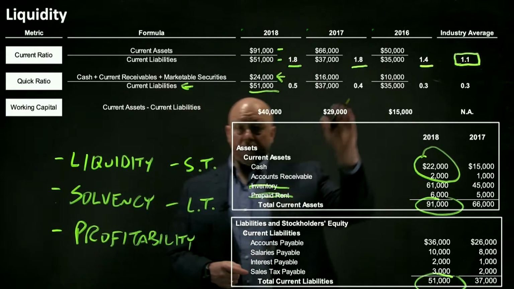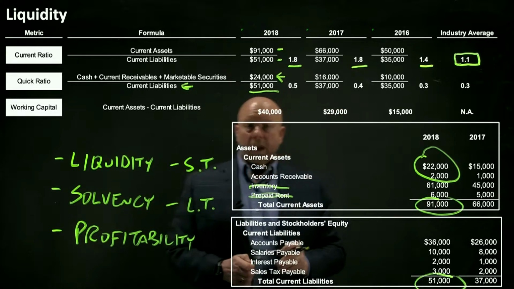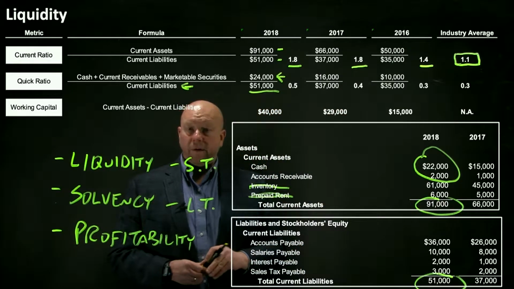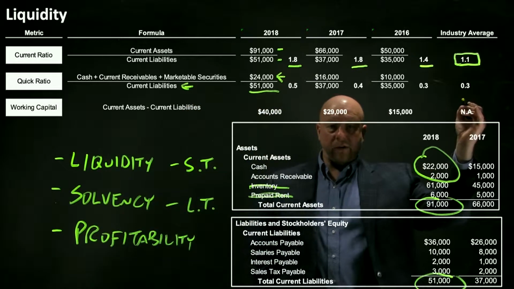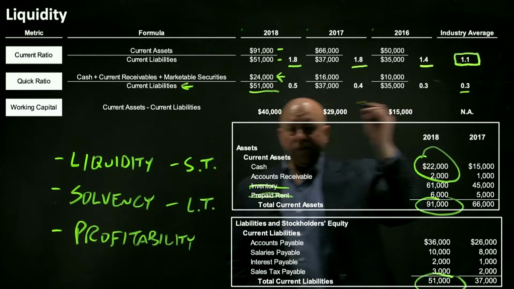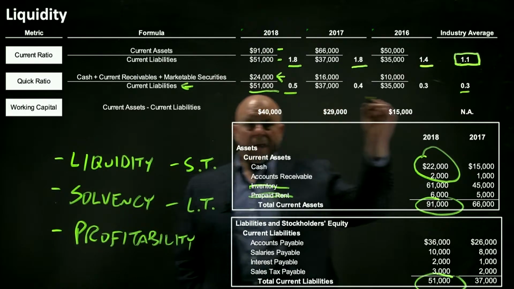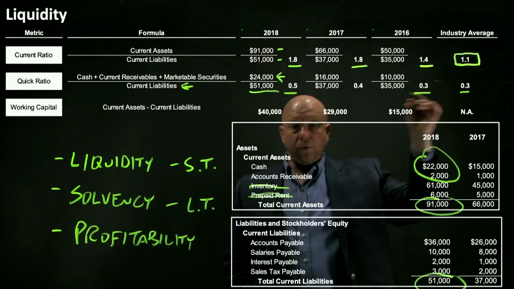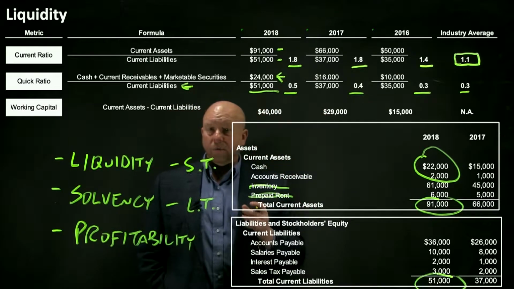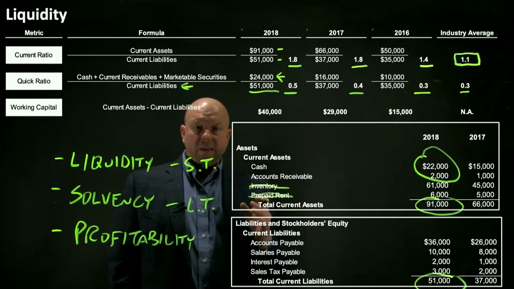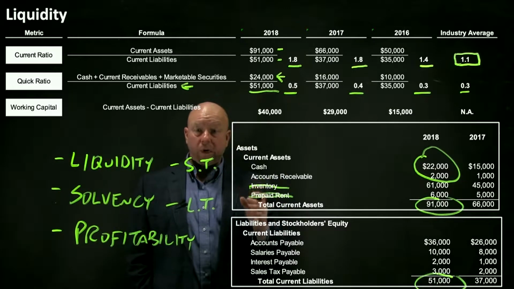And what we're seeing here is lower than 1, okay? And that's not uncommon for a quick ratio. So we have to look again at the trends and the industry average. 0.3 is the industry average. We're beating the industry average. Trending in the right direction, 0.3, 0.4, 0.5. Again, just like with the current ratio, this is a sign that the company's liquidity is trending in the right direction.